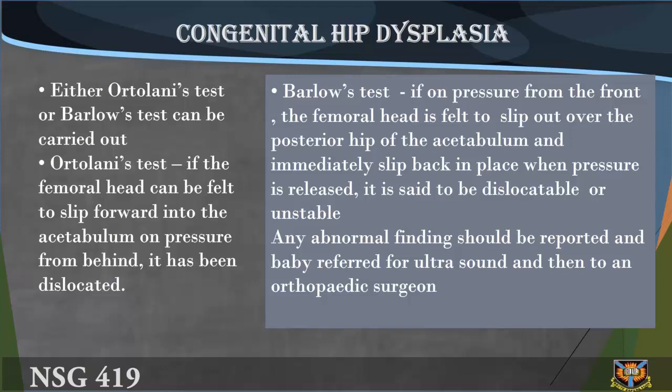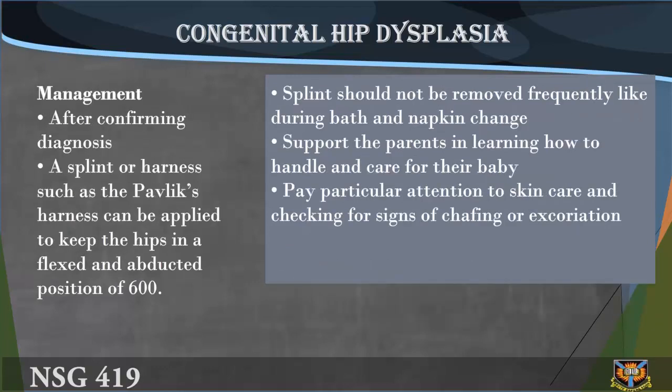Ortolani's test: if the femoral head can be felt to slip forward into the acetabulum on pressure from behind, it has been dislocated. Barlow's test: if on pressure from the front, the femoral head is felt to slip out over the posterior rim of the acetabulum and immediately slip back in place when pressure is released, it is said to be dislocatable or unstable. Any abnormal finding should be reported and the baby referred for ultrasound and then to an orthopedic surgeon.